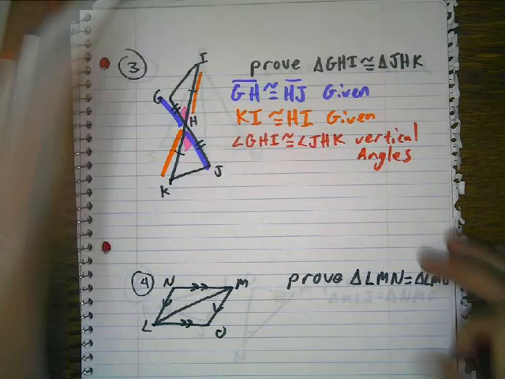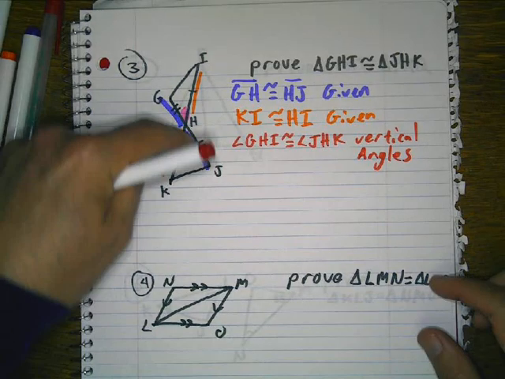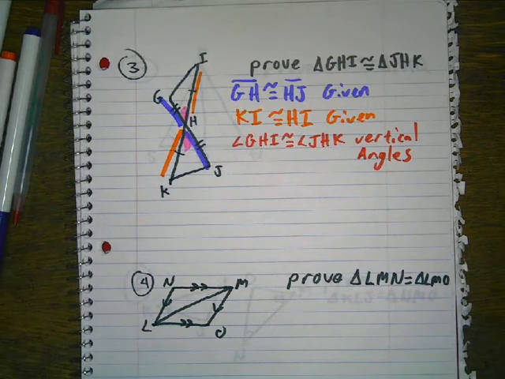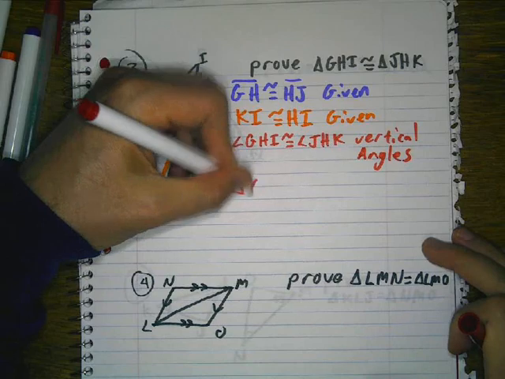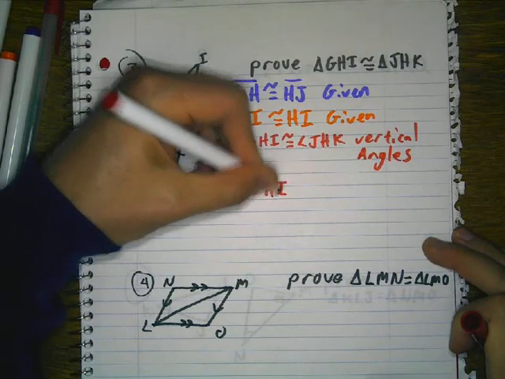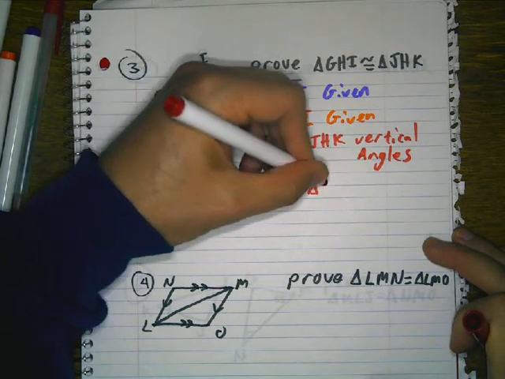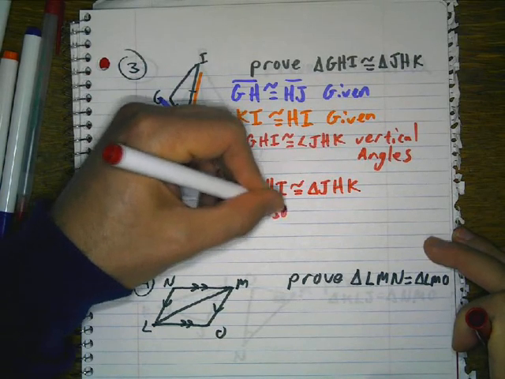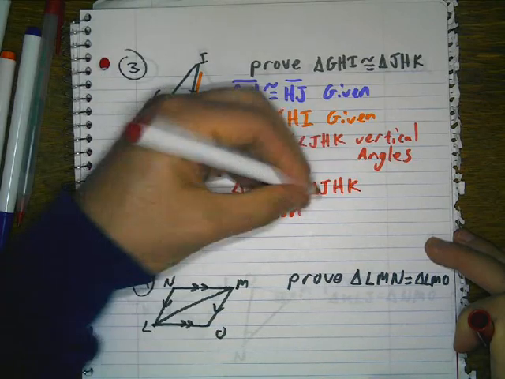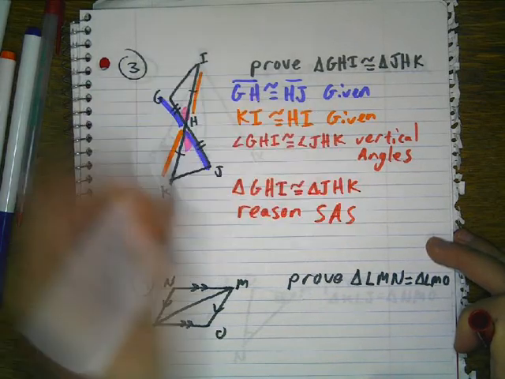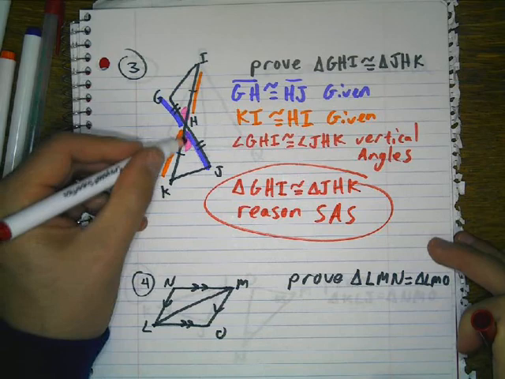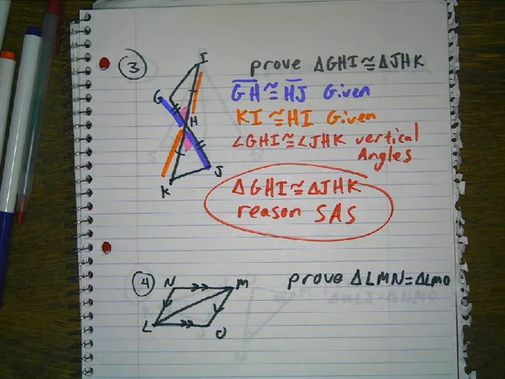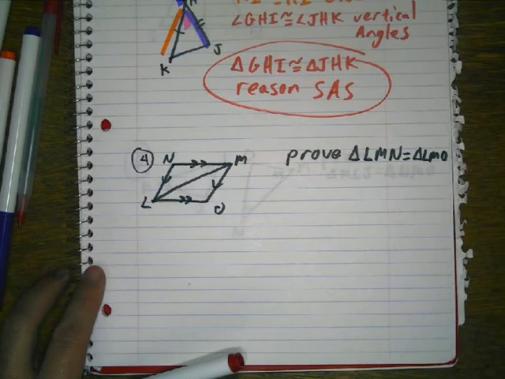All right, and now I look at my picture, and the angle is in between the 2 sides I know. So I can say that triangle GHI is congruent to triangle JHK, and the reason is side angle side. Because the angle is in between the two sides, I know. Excuse me. Let's look at number 4.